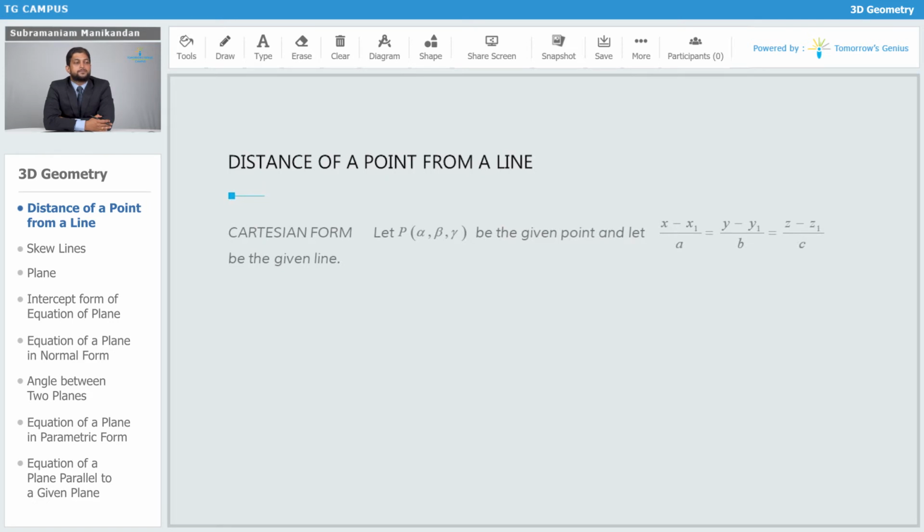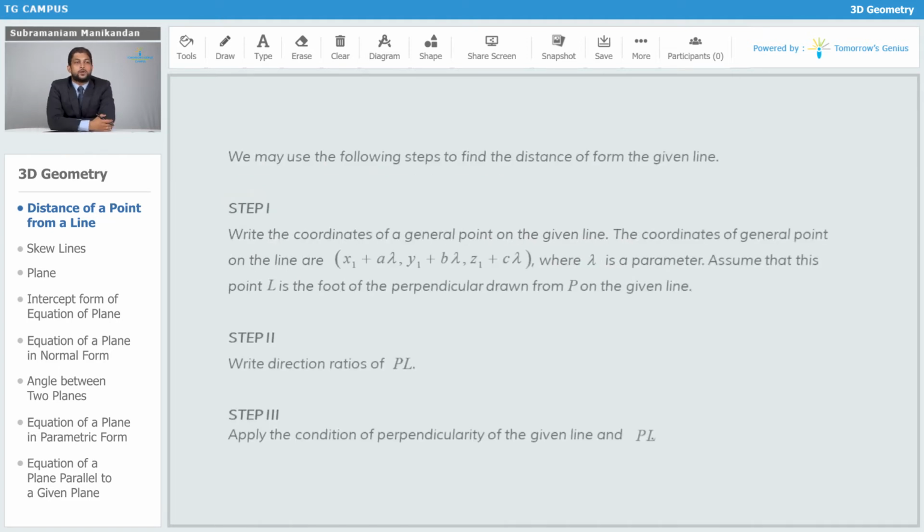Let P given by (alpha, beta, gamma) be the given point, and let (x − x1)/a = (y − y1)/b = (z − z1)/c be the given line. So we have to find the distance between the point P and the given line. That is the shortest distance. And we know that the shortest distance between a given point and a line is the perpendicular distance. So we already know one thing about the shortest distance between the given point and the given line, that it is perpendicular to it. And we of course are going to use this fact. So how do we do that?